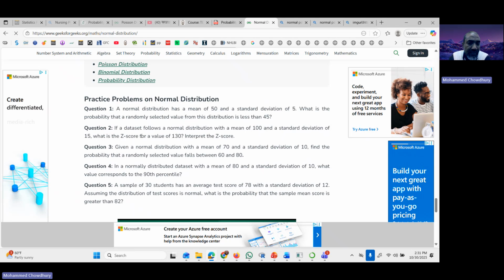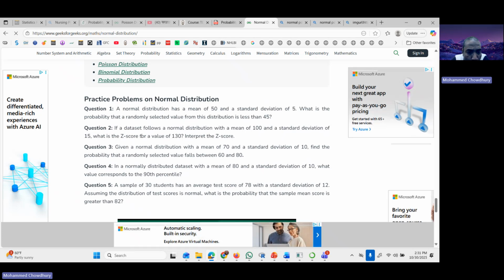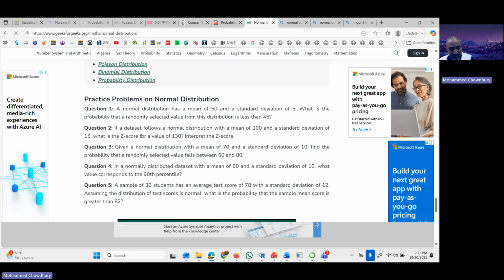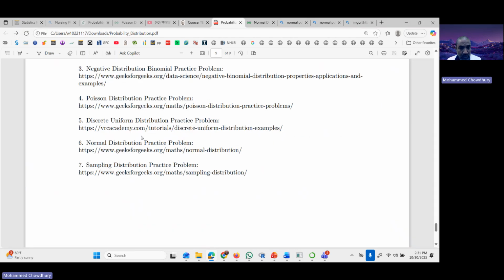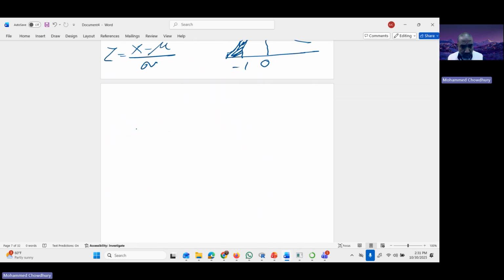Next problem. If data follow a normal distribution with a mean of 100 and a standard deviation of 15, what is the z-score for a value of 130? Instead of normal distribution, now they ask you to transfer the value in the z-score format. Okay, so come in here, z-score formula. Z-score is written like this way: x minus mu over sigma.